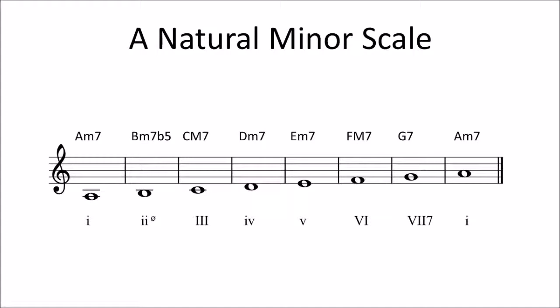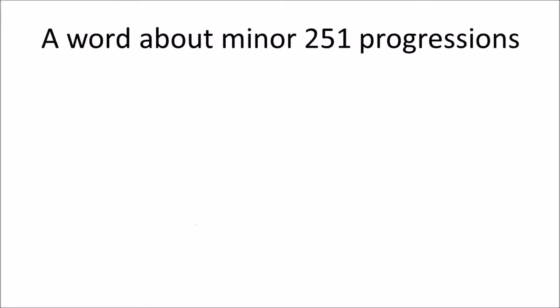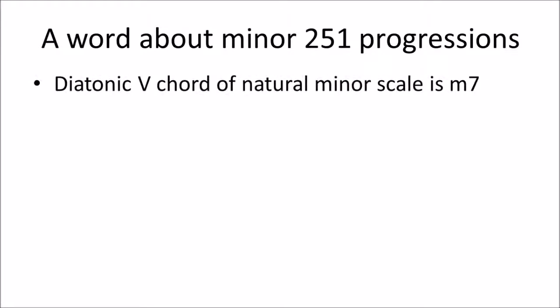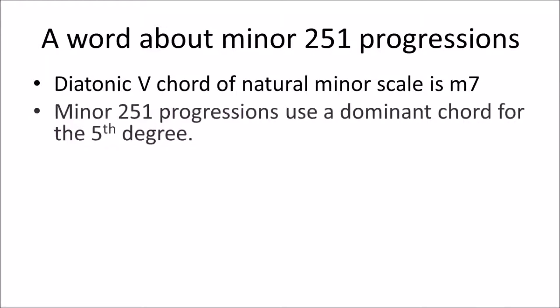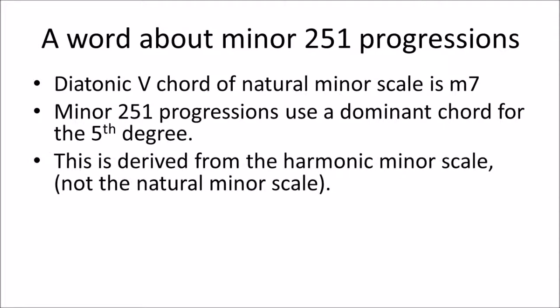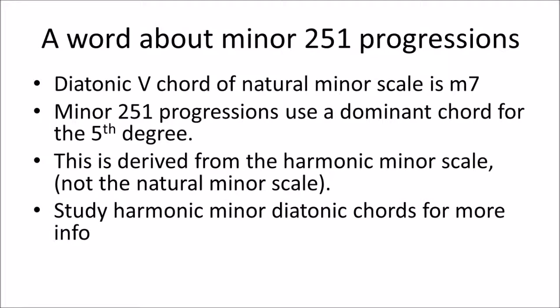You may notice that the 5th degree of the natural minor scale is a minor 7 chord, and you may also notice that when we play a minor 2-5-1 progression in many jazz tunes, a dominant chord is played over the 5, not a minor 7 chord. That's because that chord is diatonic to the harmonic minor scale, not the natural minor scale. If you look at the diatonic chord qualities for the harmonic minor scale, you'll notice that the 5th degree chord is dominant. This is normal in jazz, so don't freak out if you see dominant chords in a minor 2-5-1 progression.